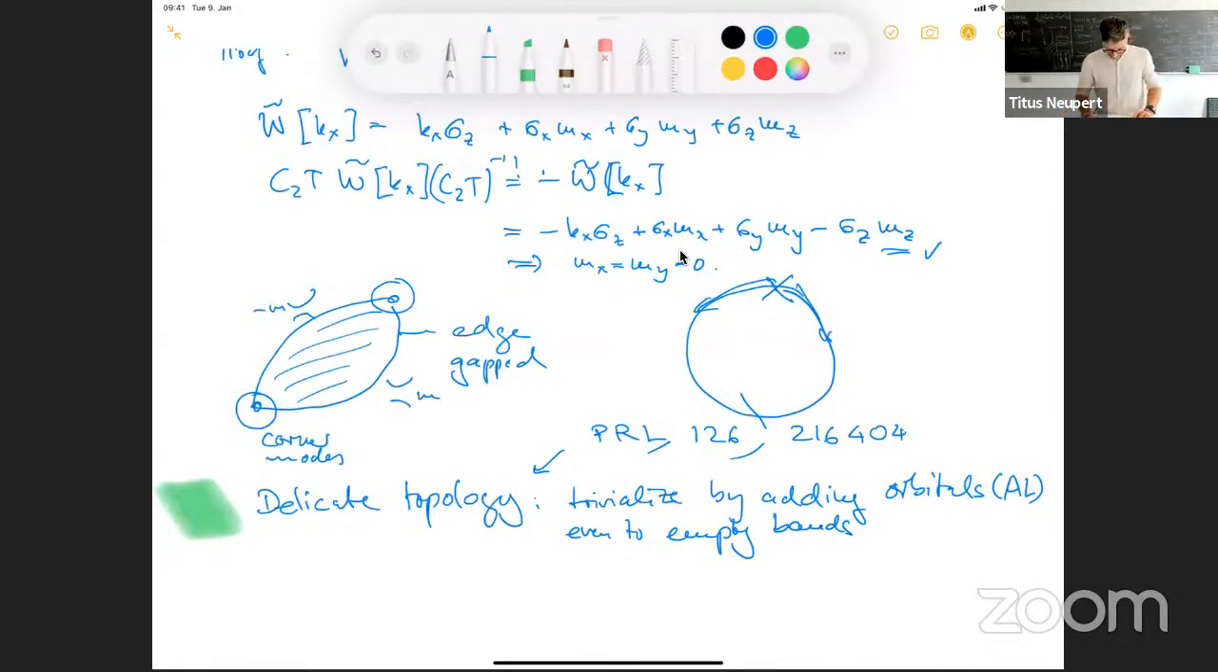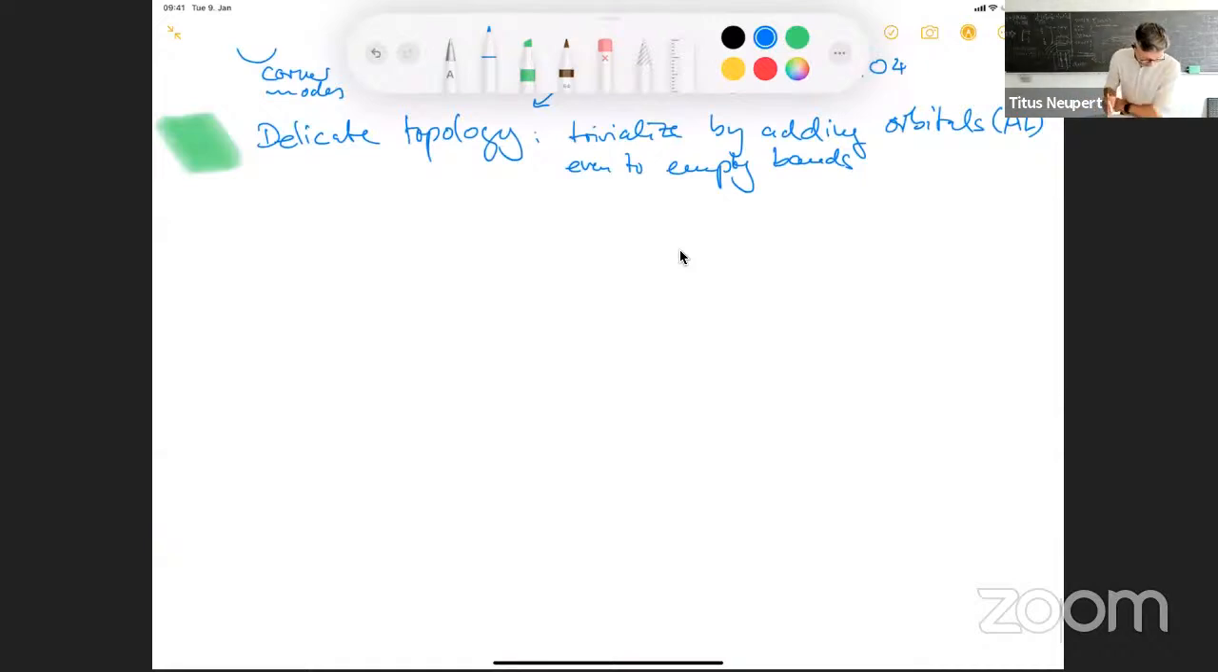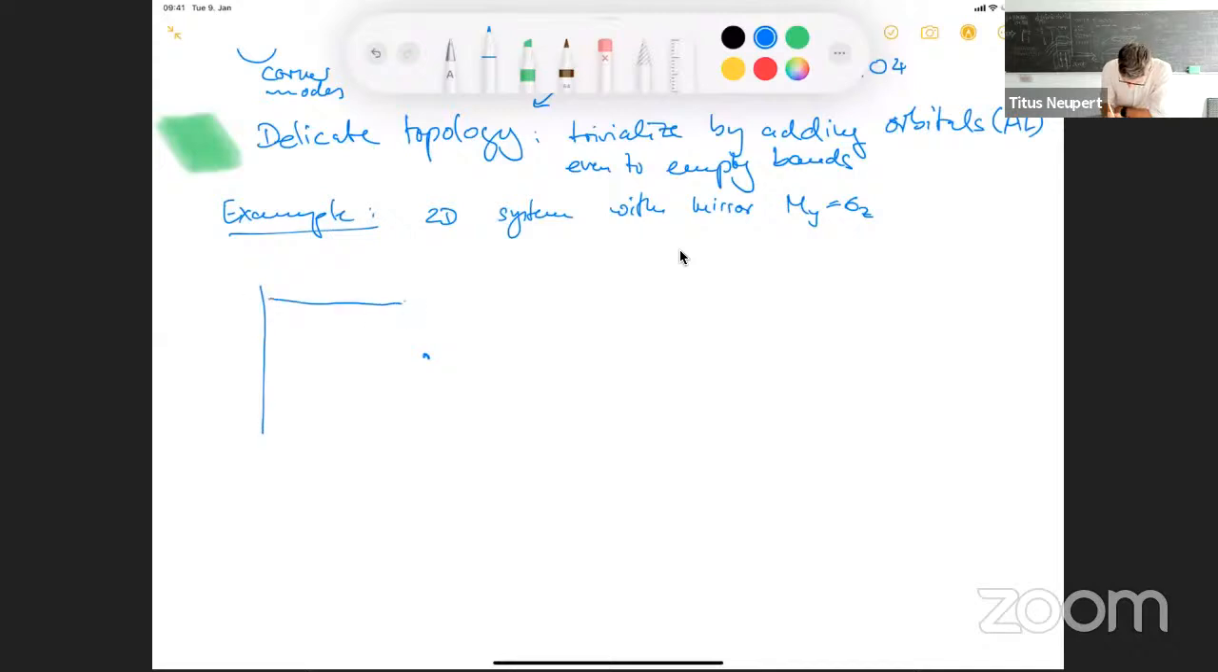All right, so let's go back to delicate topology. What's an example? There we go: a 2D system with mirror symmetry, and let's say M_y is equal to sigma z. So what I have in mind is a system with a y and x direction, and I'm just drawing one unit cell.